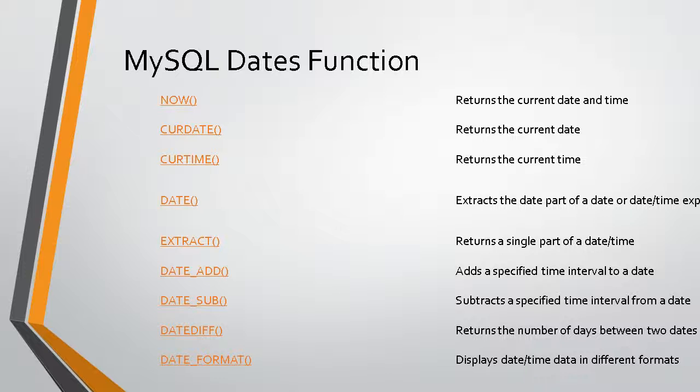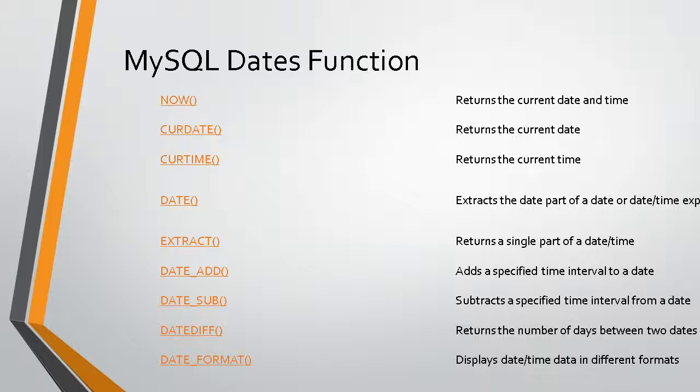Now, the NOW function returns the current date and time. CURDATE returns the current date. CURTIME returns the current time. DATE extracts the date part of the date or date and time expression. EXTRACT returns a single part of a date and time.